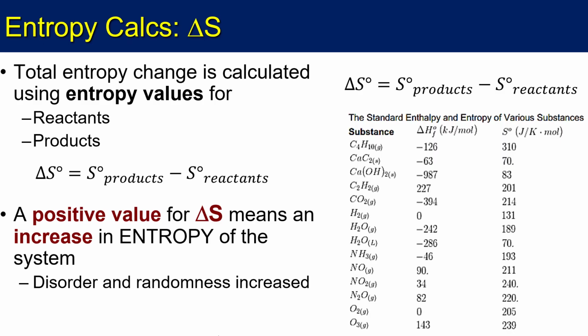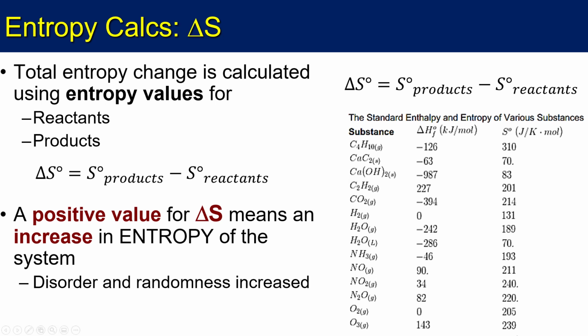So quantitative entropy change is calculated using the entropy values for your reactants and your products, and we use this formula, and it's very simple. It looks like this. The change in entropy is equal to the entropy of the products minus the entropy of the reactants. So delta S equals S prod minus S react. And you'll notice that that does look a lot like your delta H or your delta T calculation, where we are simply taking the values of the products and taking away the values of the reactants.